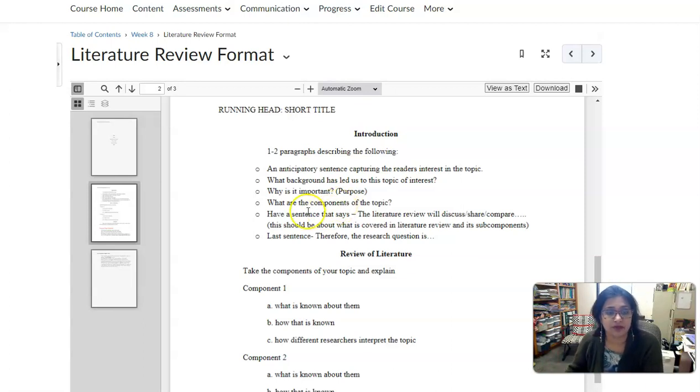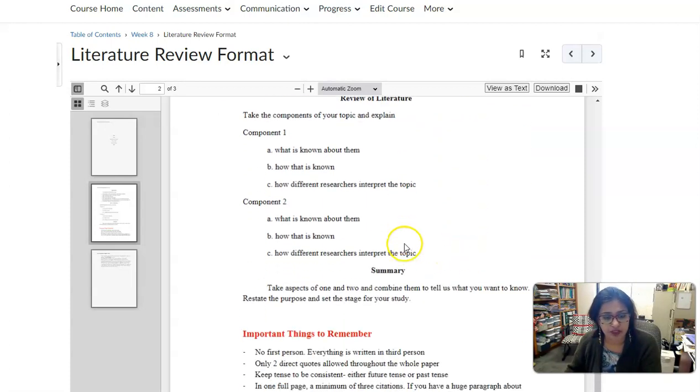What is the purpose? You will have a sentence that says the literature review will discuss, will share, will compare, which comes from your headings and subheadings. Remember, you did a research outline and now you're doing a lit review. So all those headings and subheadings in your body of the literature become your components here, right? And then the last sentence would be, therefore the research question is, and you will put your research question again in a question format. Here's the review of the literature and all.